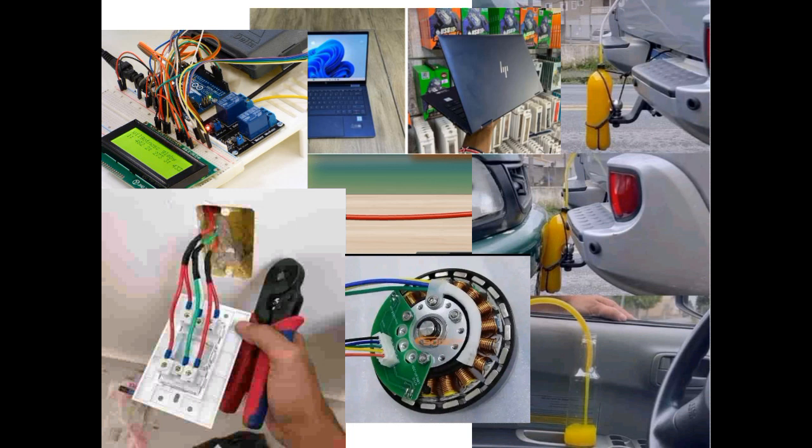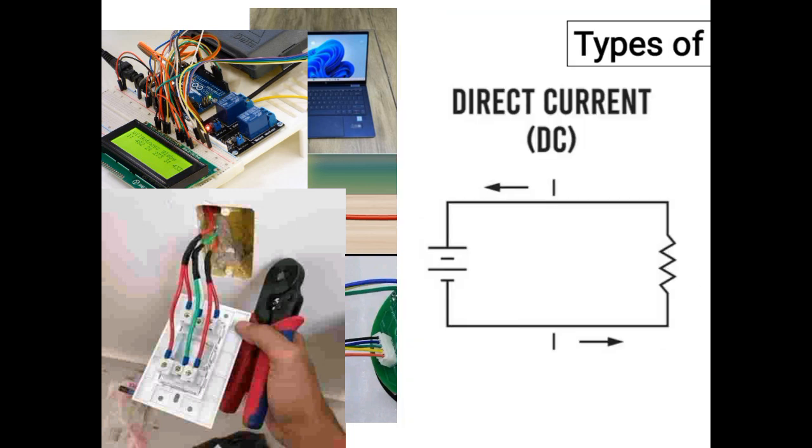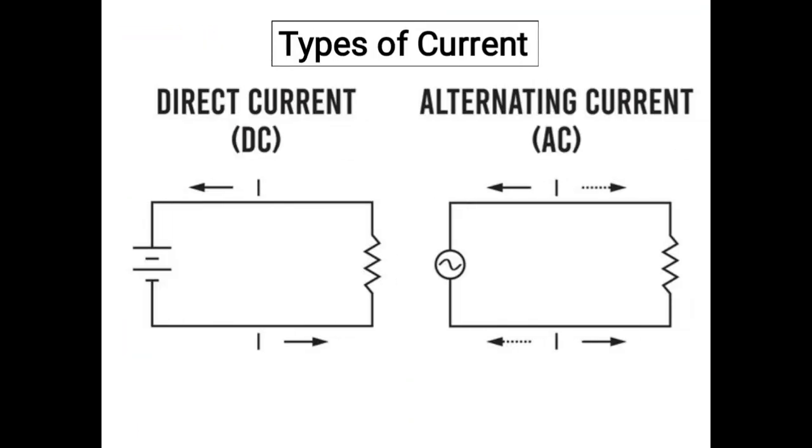The flow of electric current also creates magnetic fields, which are used in motors, generators, inductors, and transformers. A wide variety of fields in which electrical current is involved. Now we'll talk a little about types of current.